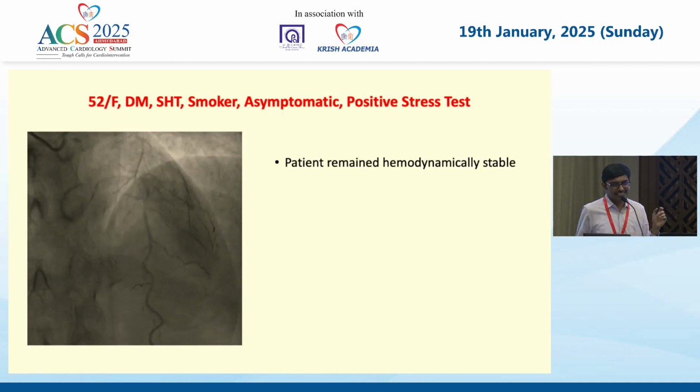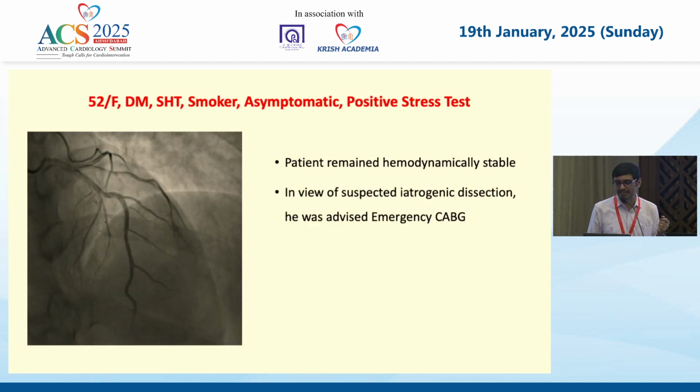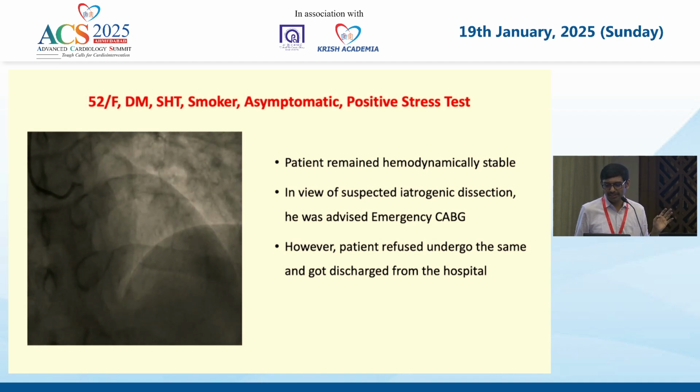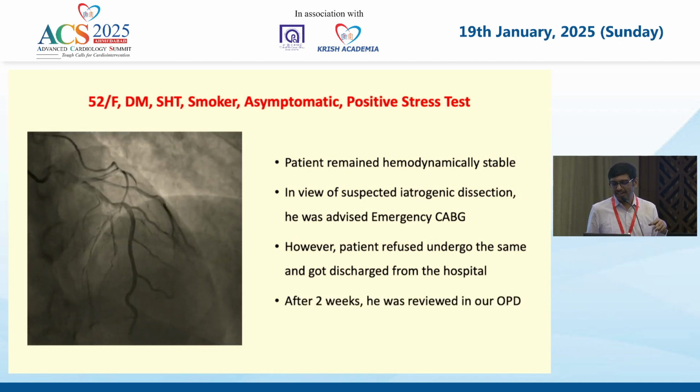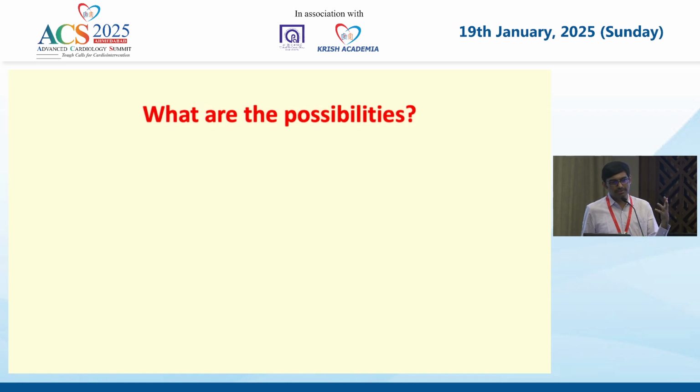They stopped injecting and the patient remained hemodynamically stable. In view of suspected iatrogenic dissection, she was advised emergency CABG. However, the patient refused to undergo the same and got discharged from the hospital. Two weeks later, she came to our OPD for review. So what do you think? What are the various possibilities in this patient? What has happened? The patient absolutely remains stable, nothing.